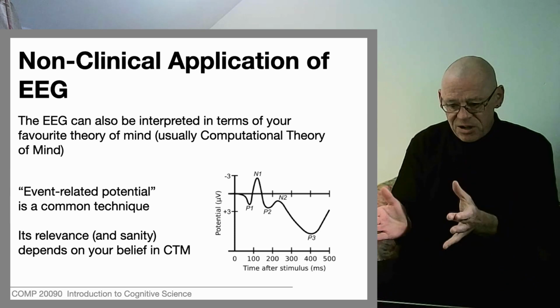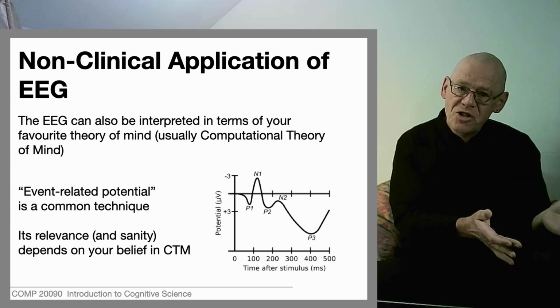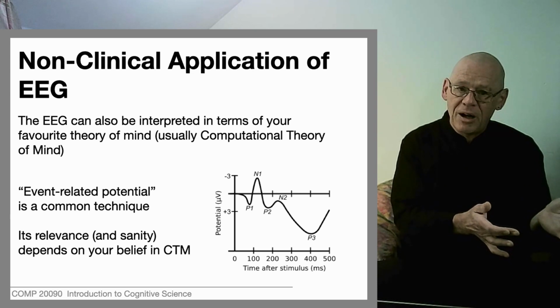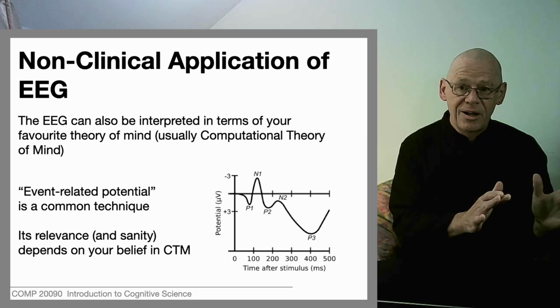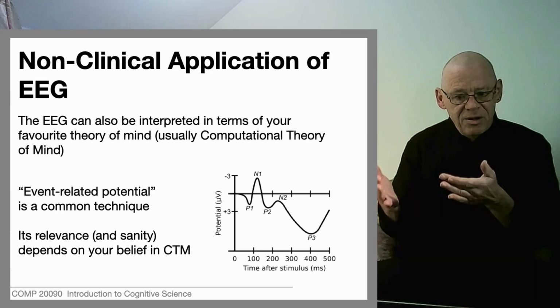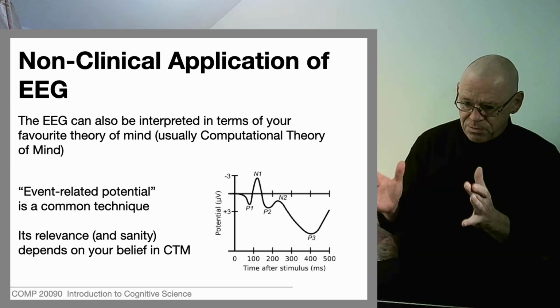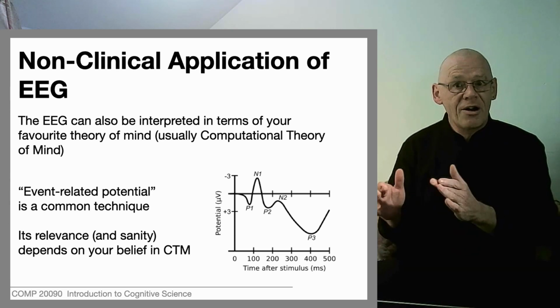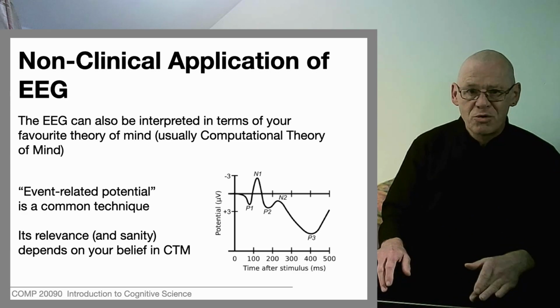So there's applications of EEG which do depend on your theory of mind, and there's applications of EEG which don't depend on your theory of mind. Those which don't are enormously useful in a clinical setting. Those which depend on your theory of mind lead to debate among experts within the bubble who all share a view and can be pretty much ignored by those outside the bubble.